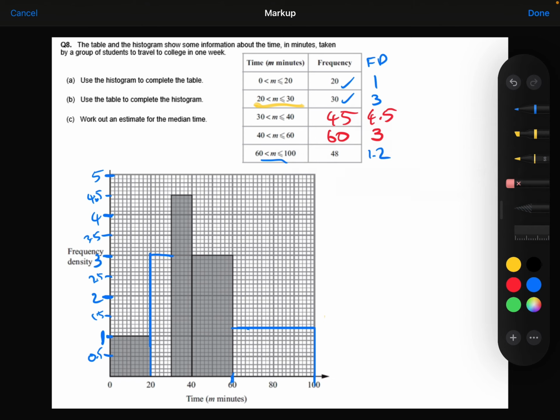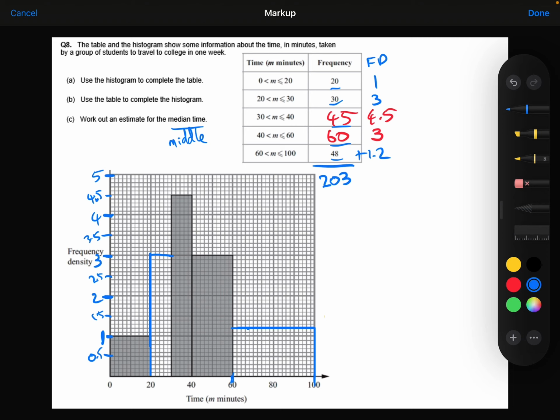So we can now start to look at part C of this question, which says to work out an estimate for the median time. Now the median is the middle person. How long did the middle person take? So first of all, I need to work out how many people there were. So I'm going to add up all of these frequencies. So 20 plus 30 plus 45 plus 60 plus 48 is 203.